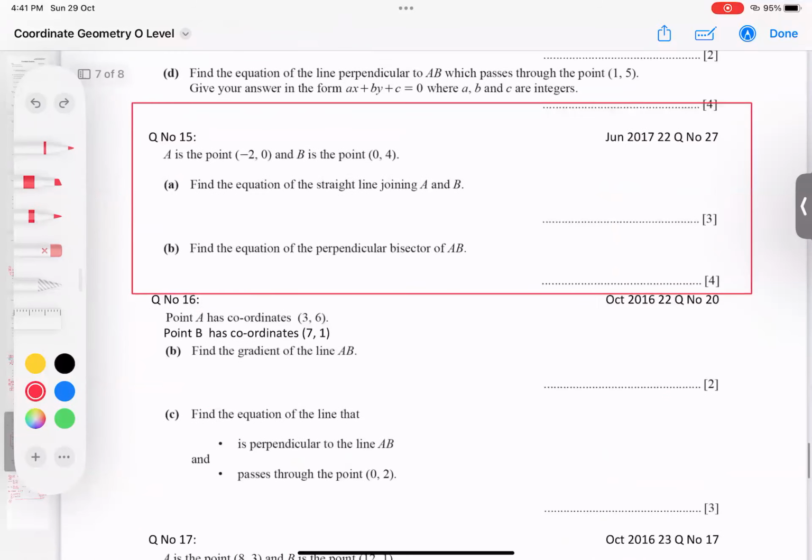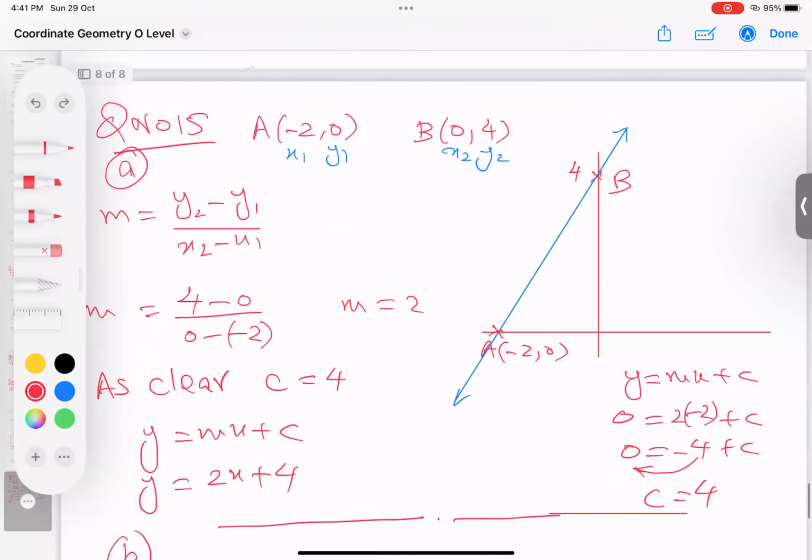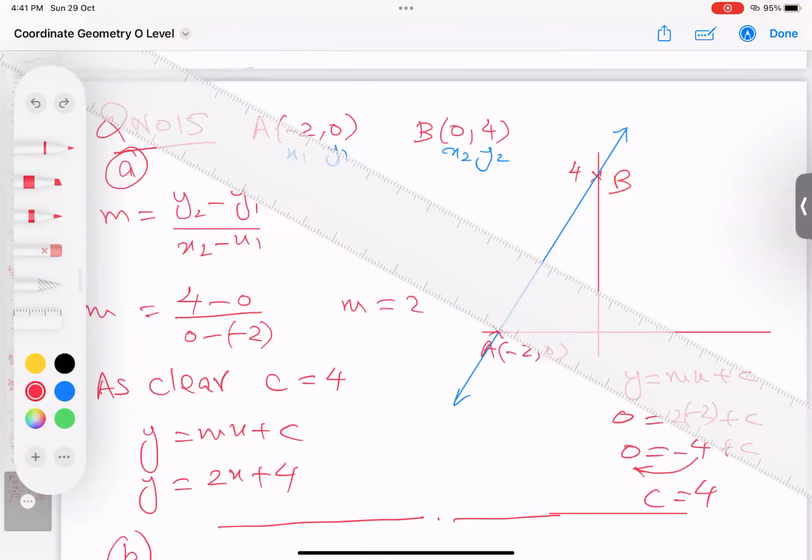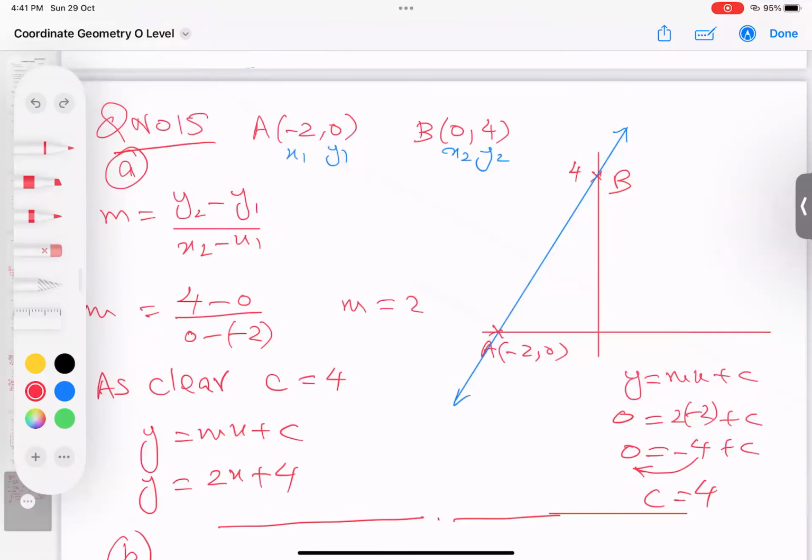Let's go for the B part. Find the equation of the perpendicular bisector of AB. So what is the definition? I will take a scale and draw a line which passes through. Okay, first I'll show where the midpoint is. Let me find it. How much is this gap? Same as this gap. So this point is called the midpoint.